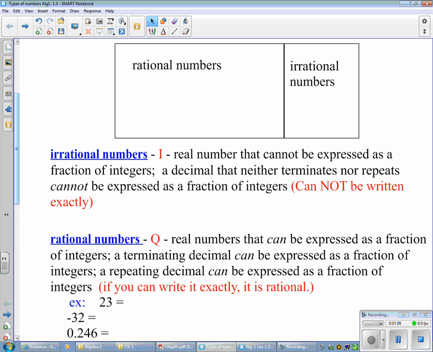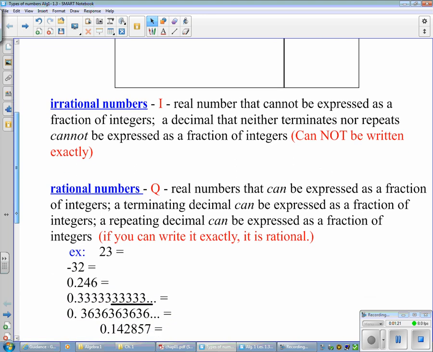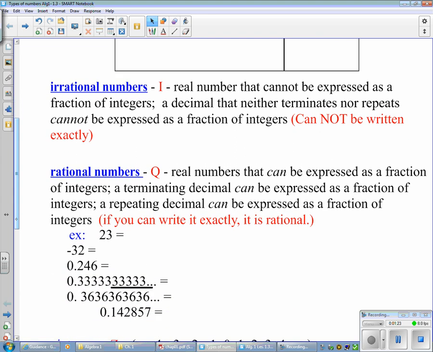If you have a number such as pi, or the square root of 2, or e, or any other number that goes on without a pattern, you can't write it exactly, that's irrational. Now that means that rational numbers, denoted by Q, are real numbers that can be expressed as a fraction of integers.